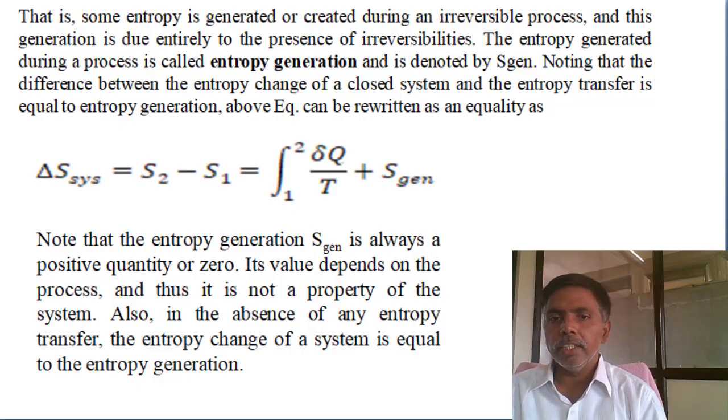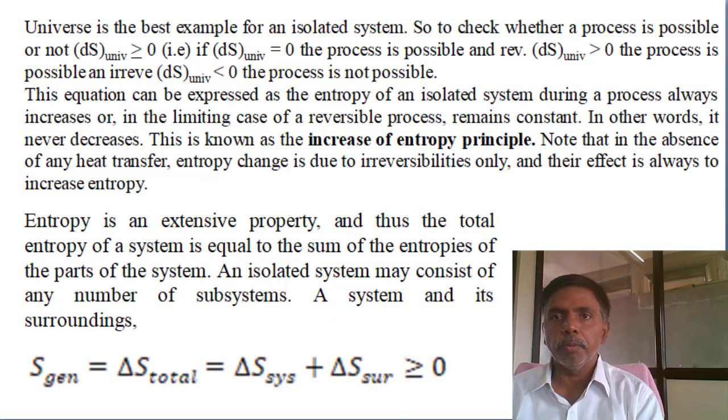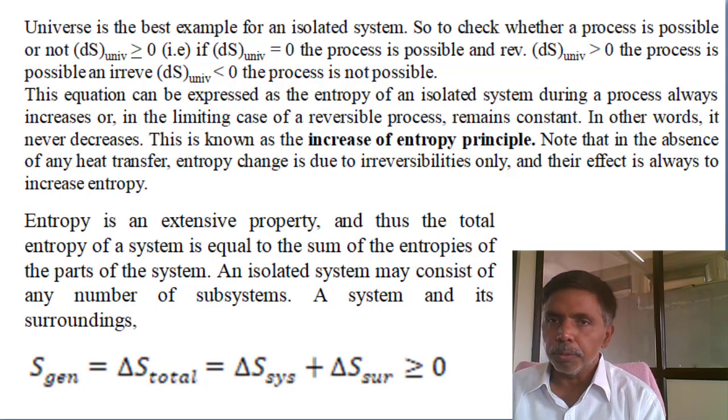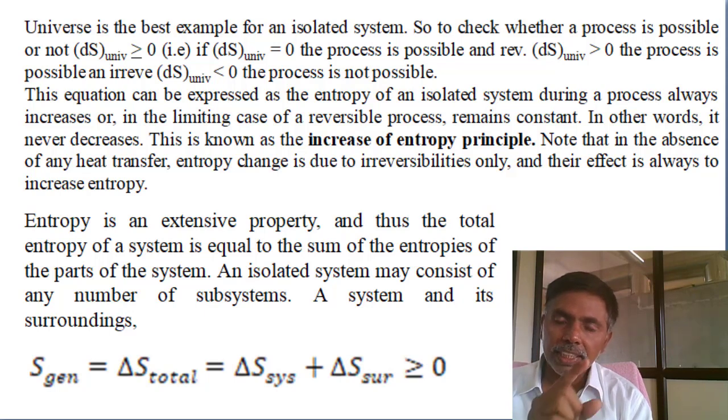How are we calculating entropy generation based on the process? We determine the system entropy and the surrounding entropy. System plus surrounding: system entropy change may be minus, surrounding entropy change may be minus or plus. But the summation of system plus surrounding, the change in entropy, is always greater than 0. That means the change in entropy of the universe is always greater than 0. While we are calculating some problems, I will show them. The system we may get negative, the surroundings we may get positive, but the summation is always positive. That is the entropy increasing principle.